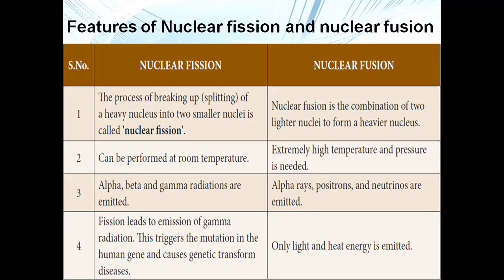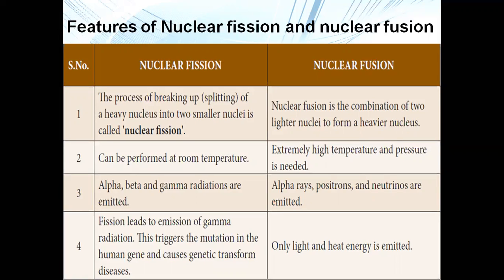In nuclear fission, alpha, beta and gamma radiation are emitted. In nuclear fusion, alpha rays, positrons and neutrons are emitted. Fission leads to emission of gamma radiation. This triggers mutation in the human gene and causes genetic diseases. In fusion, only light and heat energy is emitted.